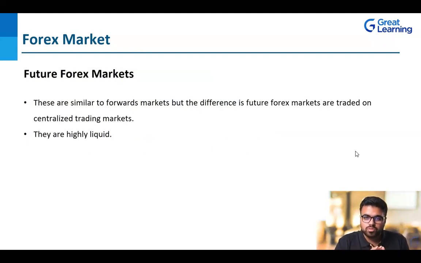Next comes the future forex market. They are similar to the forward market, but the future forex market is mostly traded in centralized trading markets, like NSE, BSE, or you can make your account with these brokers and trade it yourself. They are highly liquid, because since it is on the centralized trading markets, it does not involve an agreement between the two parties. Therefore, it has more volumes and hence is highly liquid.